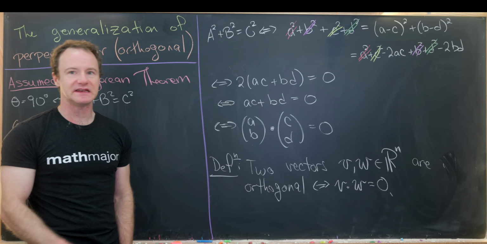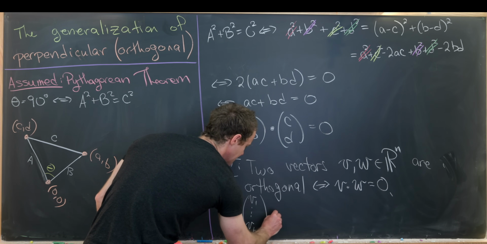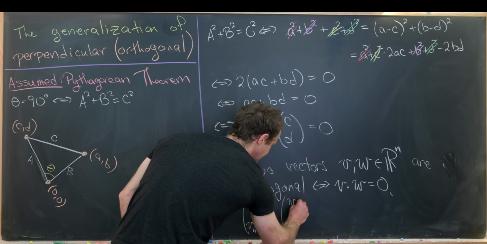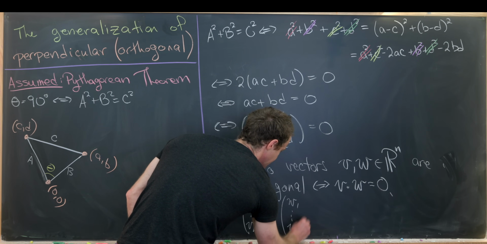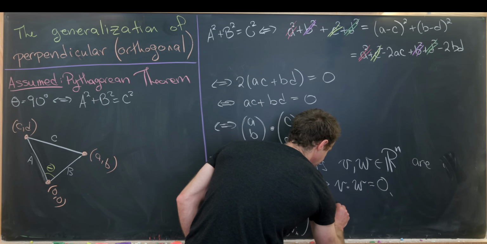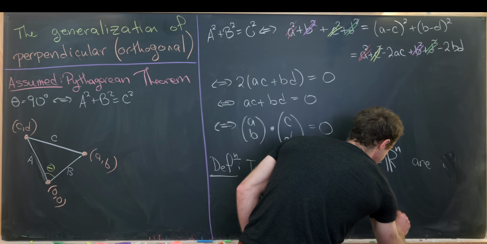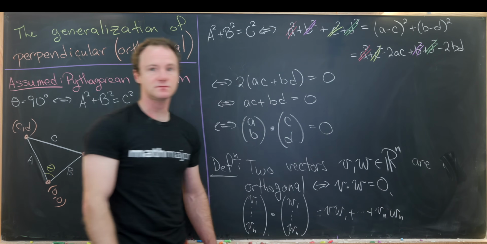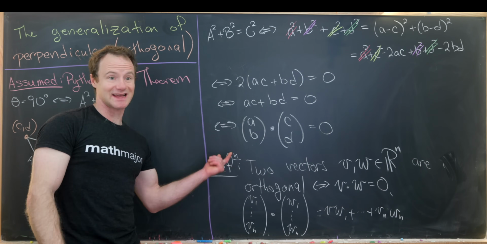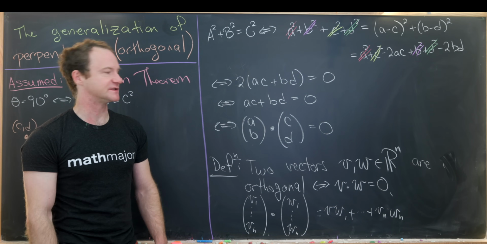And then what's v dot w generally? Well, let's say v has entries v1 down to vn, and w has entries w1 down to wn. Then v dot w is equal to v1 w1 plus all the way up to vn wn. Great. So that's our first crack at a generalization of what it means for two vectors to be perpendicular.